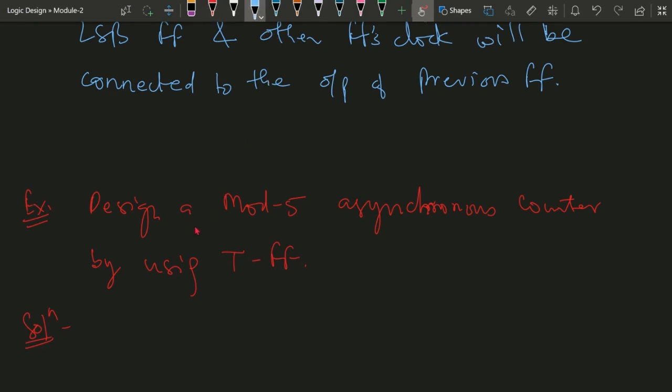In the question it is given that you need to design a mod 5 asynchronous counter by using T flip-flop. First of all, whenever a designing question comes, you need to identify which type of counter it is asking about. It is asking about asynchronous, which means all the flip-flops will not have a common clock. And here mod 5 is given, so the counter will have 5 states, which we have already seen.